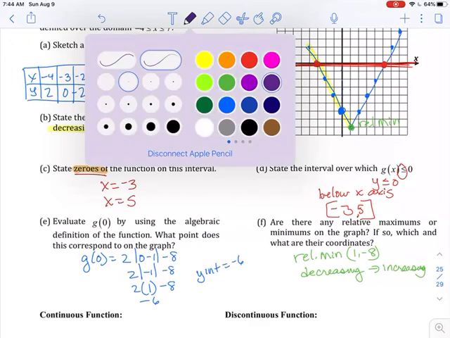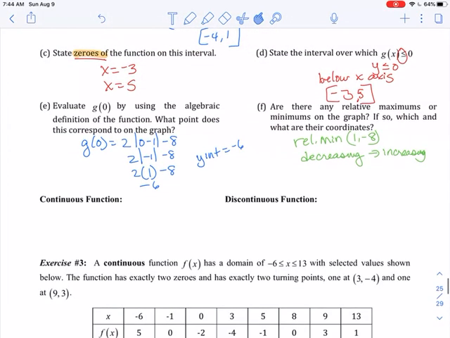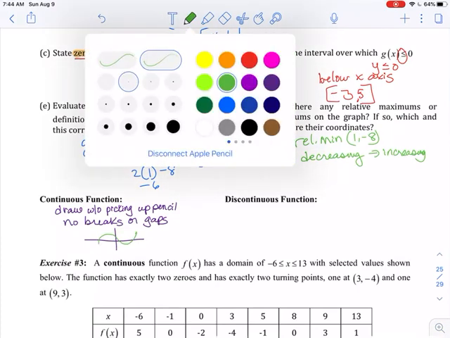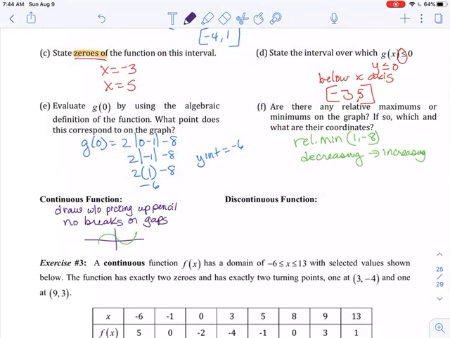All right, 2 quick definitions. Continuous function and discontinuous function. So continuous function, I can draw without picking up my pencil. There are no breaks, no gaps. What does that look like? Let's get a different color here. It can look something like this. That's a continuous function. A discontinuous function, there are breaks or gaps.